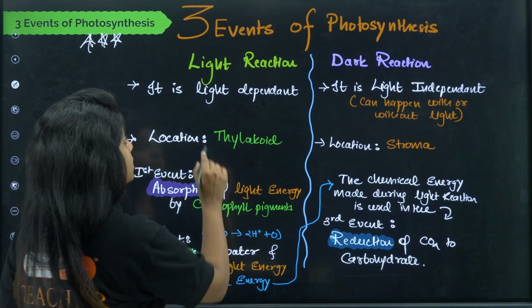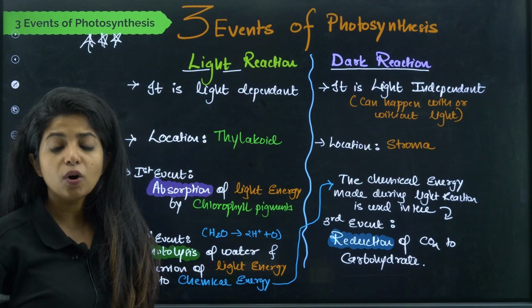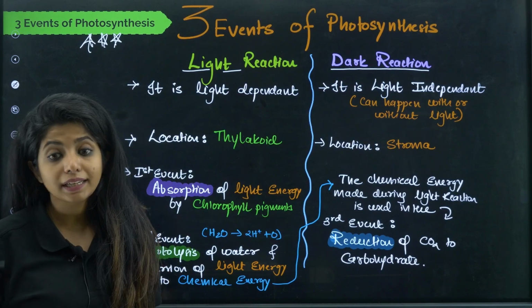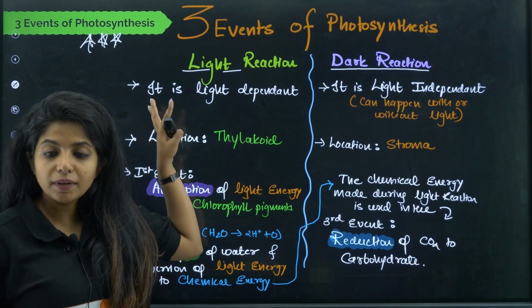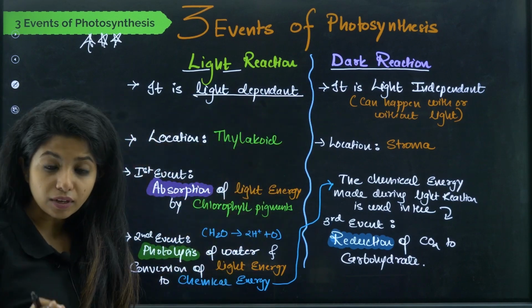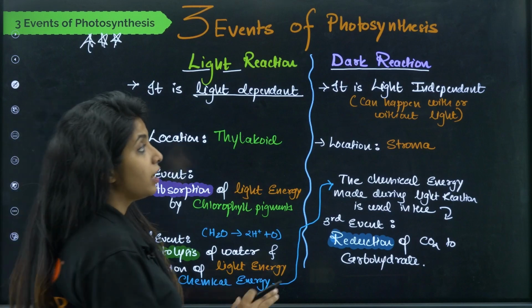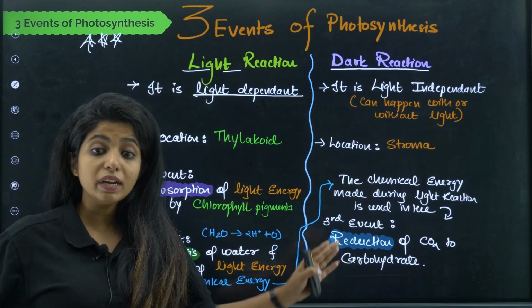Okay, so the three events of photosynthesis I can divide into two parts. One, I can say that it's light reaction and the other one is dark reaction. Why do I call one light reaction? Because it is light dependent. All the reactions that will be taking place over here, they will require light. Without light, it cannot happen. Whereas dark reactions are the one that happens only in dark.